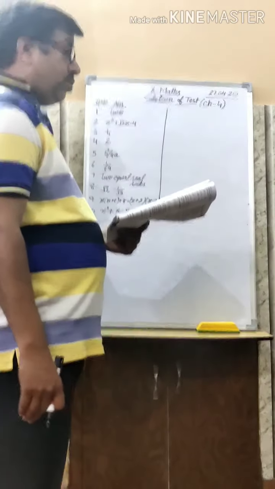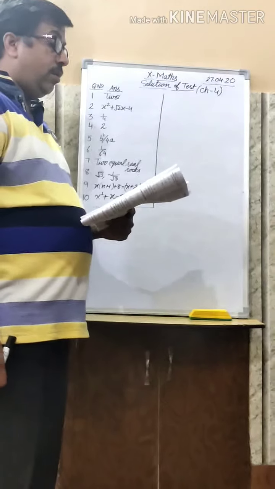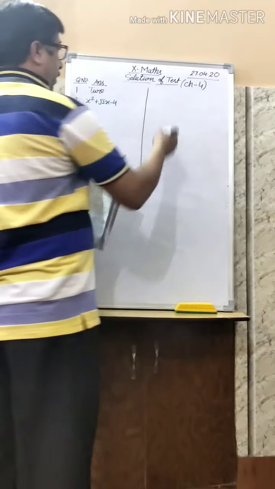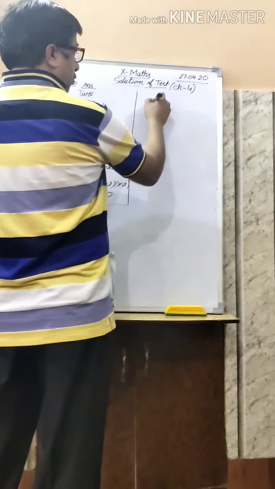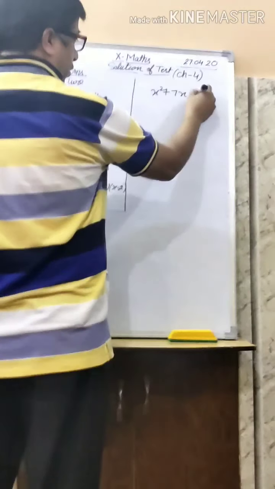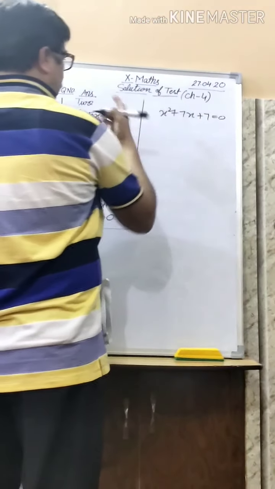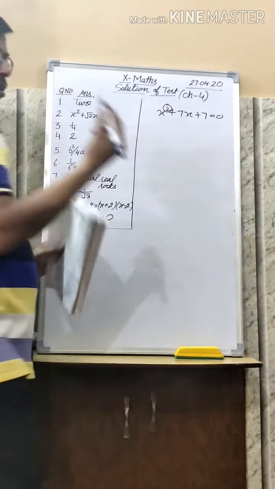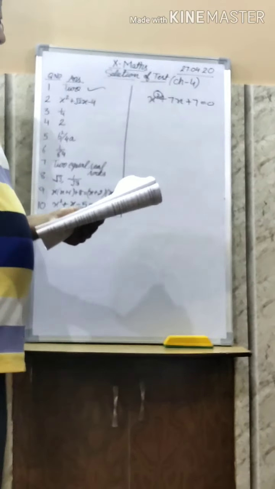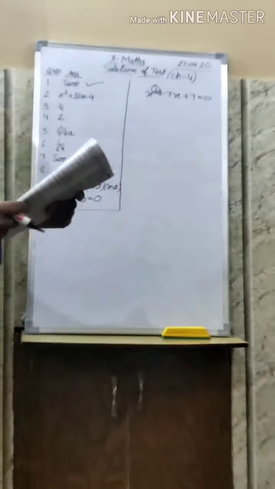If P(x) = 0 is a quadratic equation, then P(x) is a polynomial of degree... So I think no problem. If it is a quadratic equation, then it means the degree is 2. So the answer is 2. Clear this. Now in the second question, what is it asking?